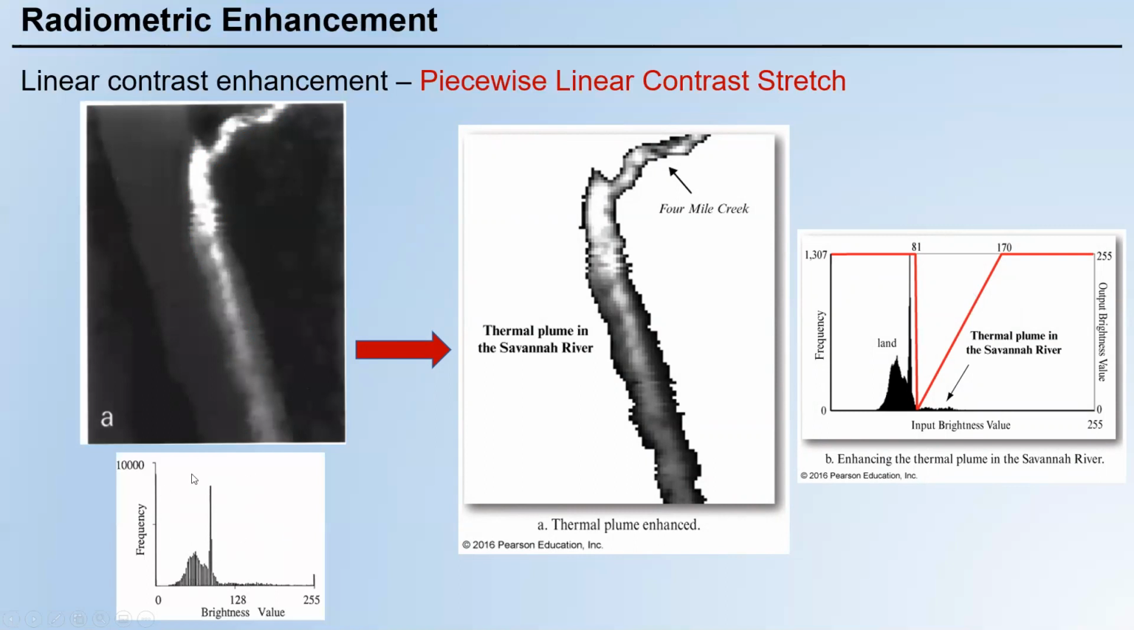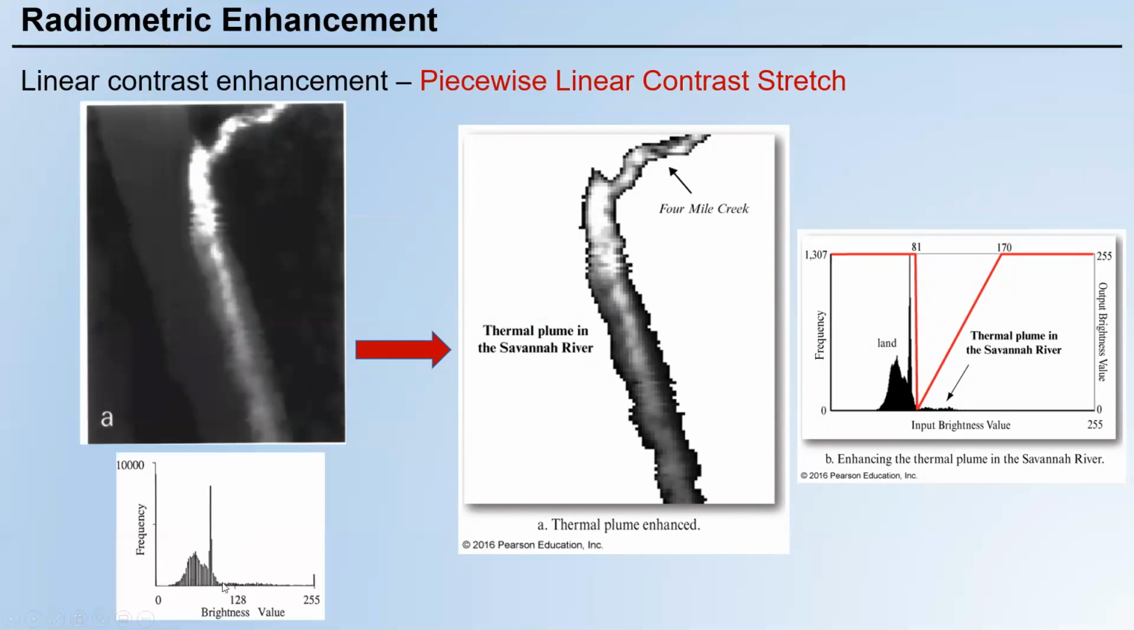Please look at this bottom left histogram. On the left side, this small hill in this histogram, those pixels are for land. And this huge spike is for pixels in Savannah River.